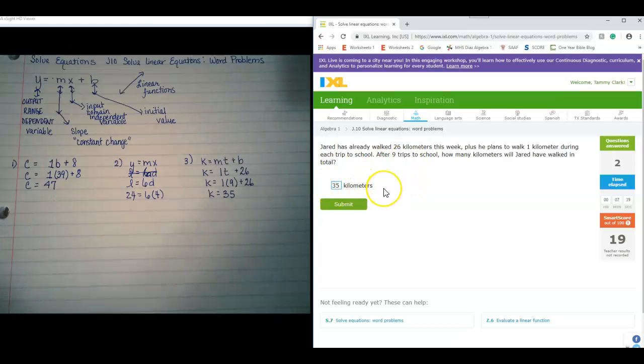Now you may be wondering, how is she figuring that out? Well, notice here, where's his kilometers? And notice the question, how many kilometers will he have walked in total? Okay, so how many kilometers? That's my output. This is how much he's done so far. This is how much he's doing per trip, each trip, every trip. So you know that the T is going to be the input. The 1 is what he does over and over again.